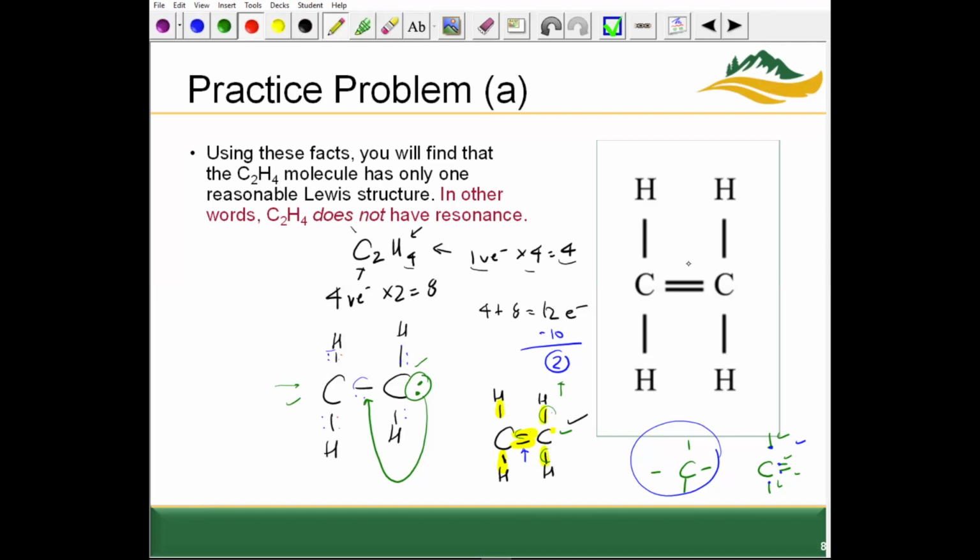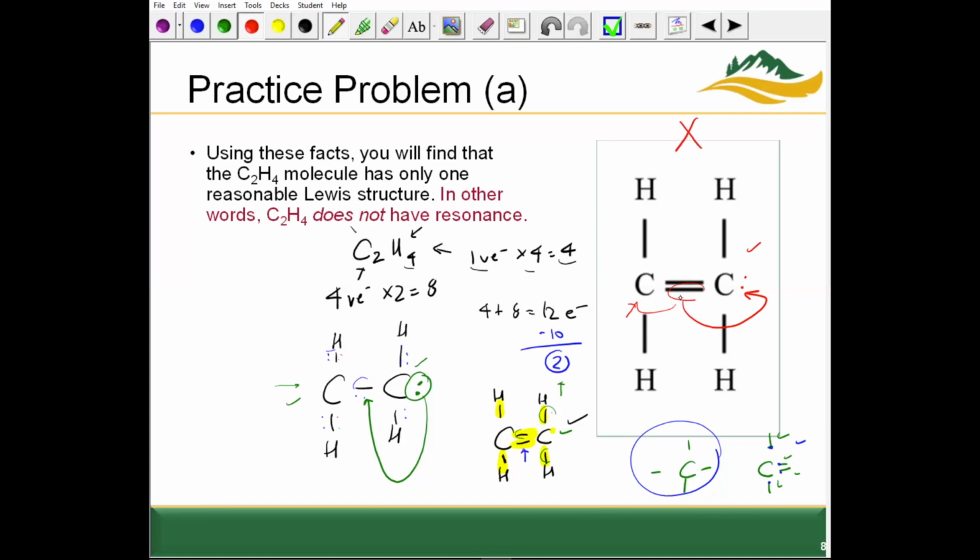Because we just showed that moving this double bond to maybe forming a lone pair here on this carbon doesn't work, because then that would leave one of the carbons without a happy octet. So we tried this. We tried moving electrons in the double bond to go on a different atom, and we saw that that would not be a viable Lewis dot structure. This means that this structure does not have resonance.